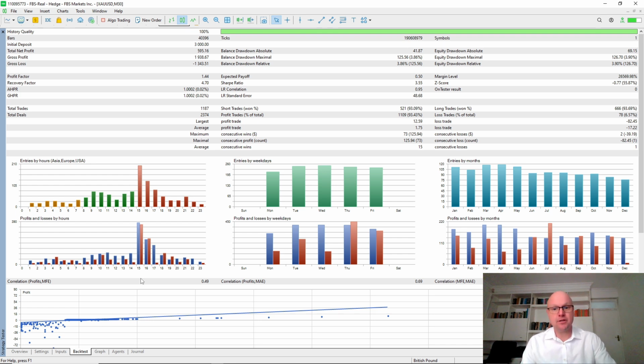So on the initial deposit of 3,000, it made a total net profit of 595, or approximately a 20% gain, using only 0.01 lot sizing. And all of this was done with a very low balance and equity drawdown and a high profit factor of 1.44. Overall, these results look really impressive, and this made me move the expert advisor over to a Myfxbook account so that you can also track the results live in the market.